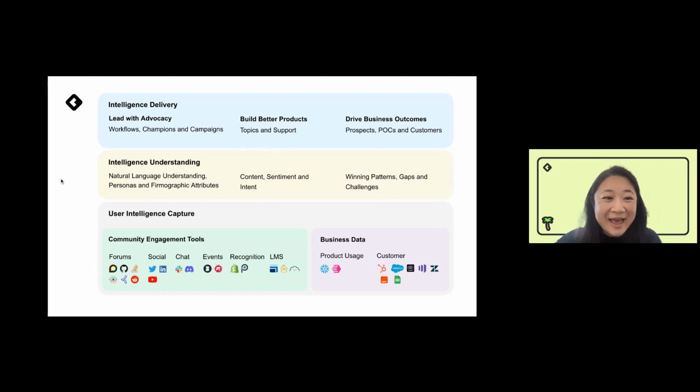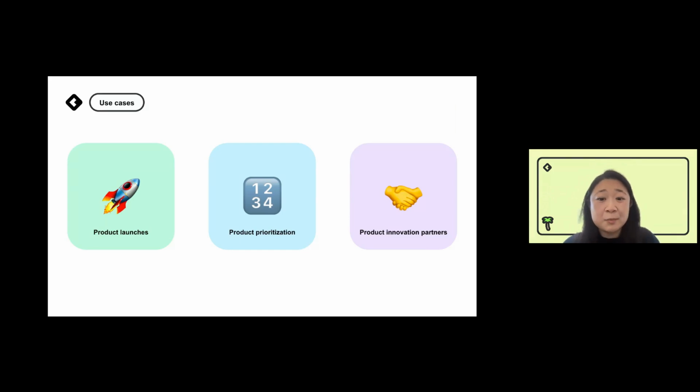As you can see here, there is a whole lot that Common Room can do to support your company's product led growth. But given the audience today and given the limited time, I wanted to focus on three product specific use cases, so you, as a product leader, can get the most out of the conversations taking place in your user community, because they matter. Today, we're going to be talking about how you can use Common Room's natural language processing, artificial intelligence, and machine learning to quickly learn from your users.